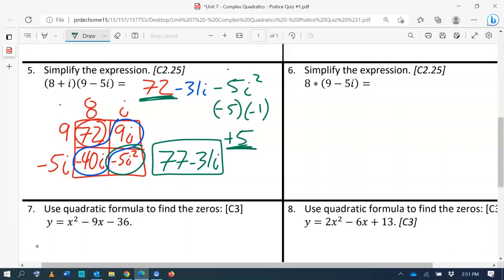This one's actually a little easier than the last one. We have to distribute the 8. So 8 times 9 is 72. And 8 times negative 5i is negative 40i. And we're done.